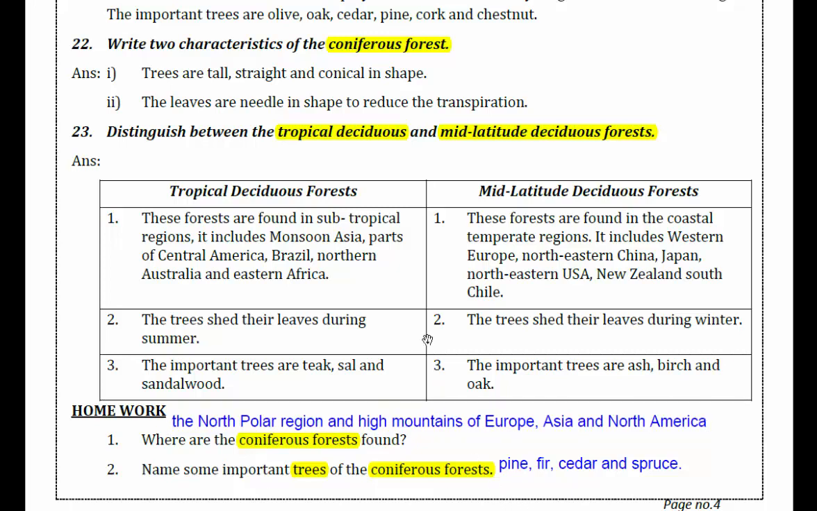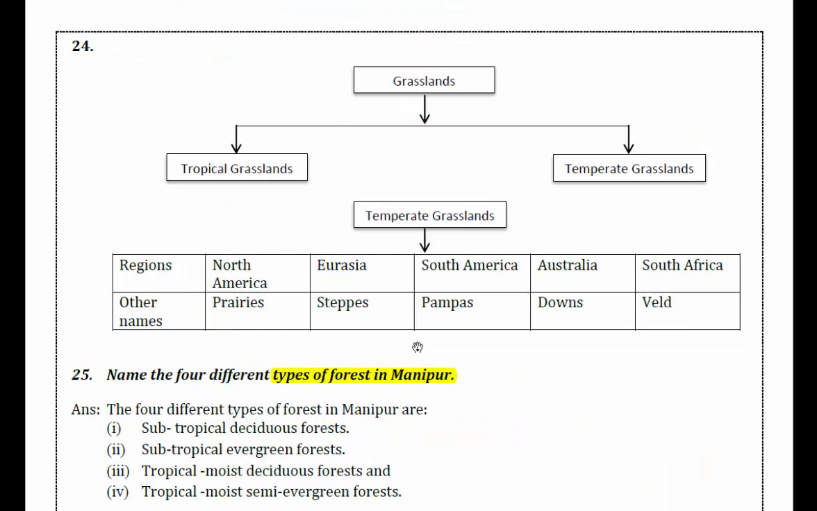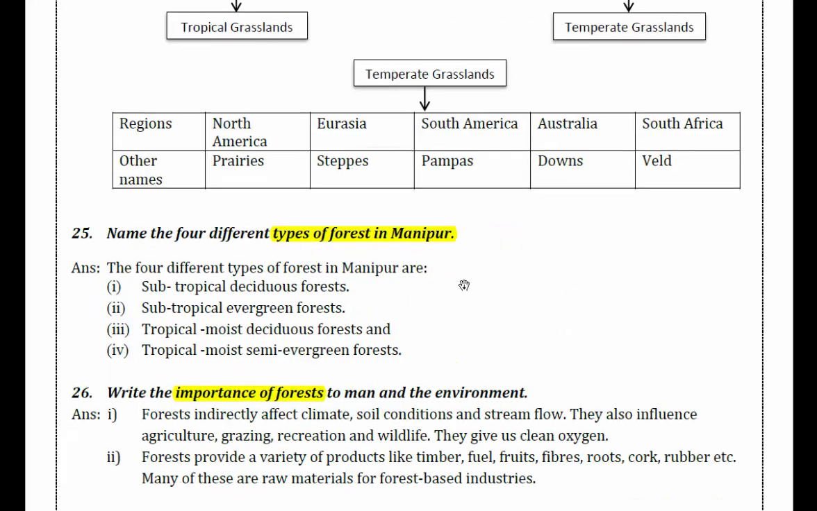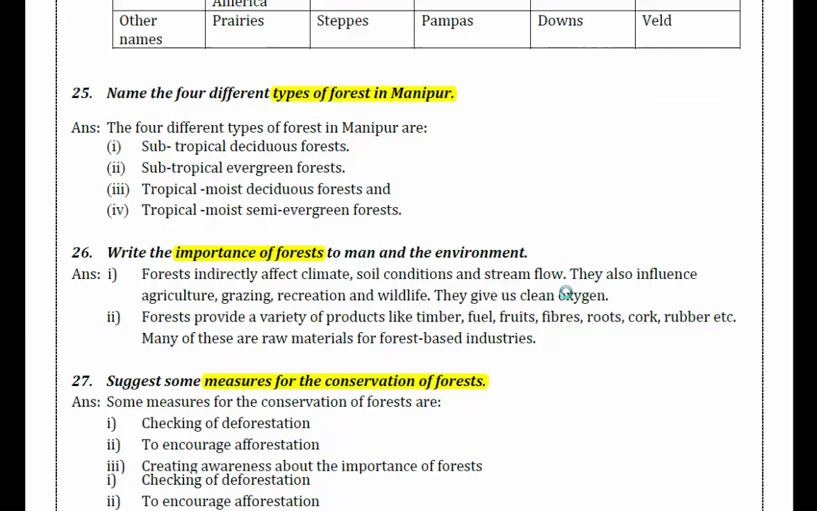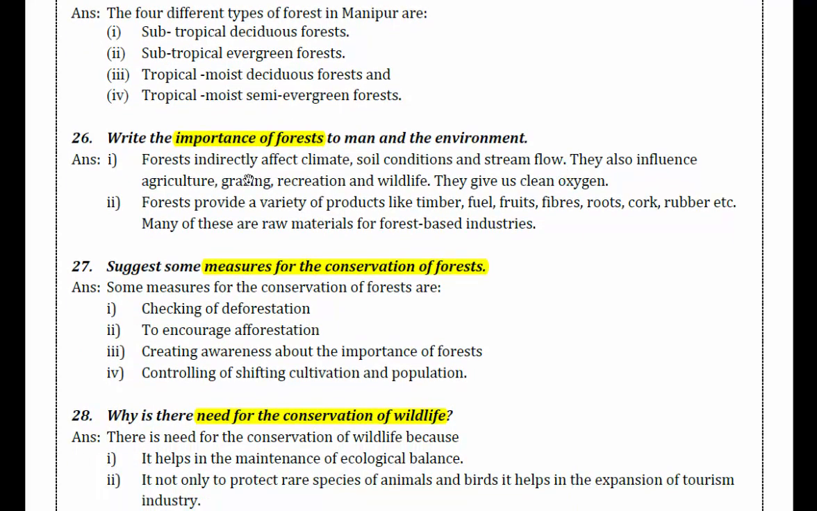Let's go to the next one. Draw a chart showing the grasslands of the world. Grasslands are divided into tropical grassland and temperate grassland. Temperate grasslands are again named differently: prairies in North America, steppes in Eurasia, pampas in South America, downs in Australia and veldt in South Africa. Four types of forests in Manipur: subtropical deciduous forests, subtropical evergreen forests, tropical moist deciduous forests, tropical moist semi-evergreen forests.